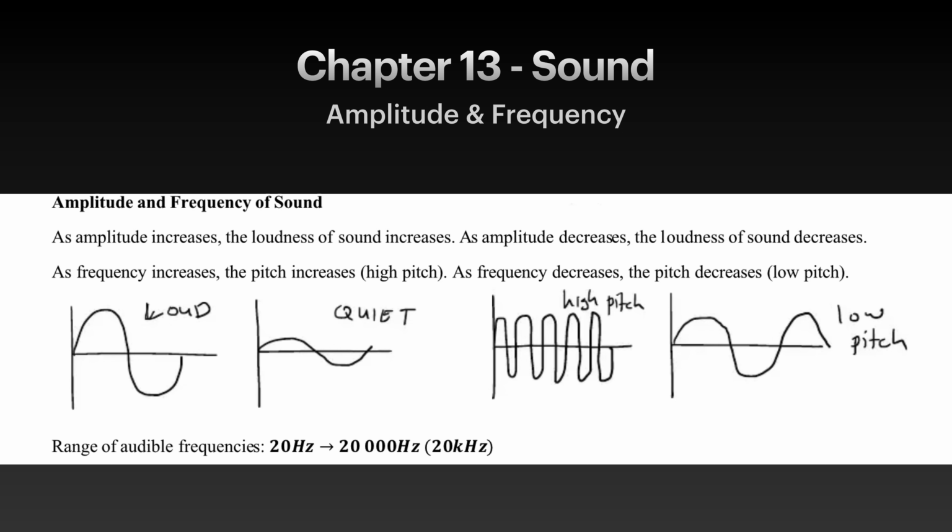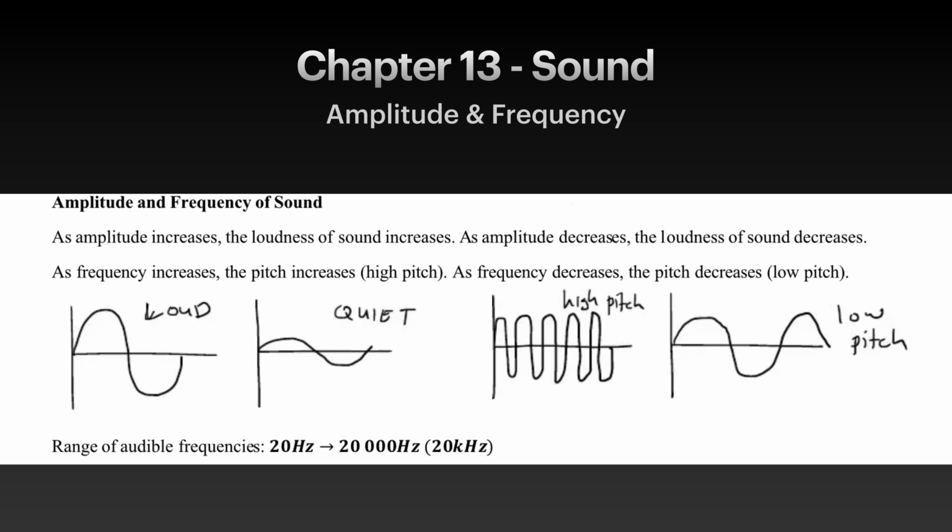Second is the loudness. Loudness relates to the amplitude of the sound wave. A greater amplitude results in a louder sound, while a smaller amplitude leads to a softer sound. Loudness is typically measured in decibels.